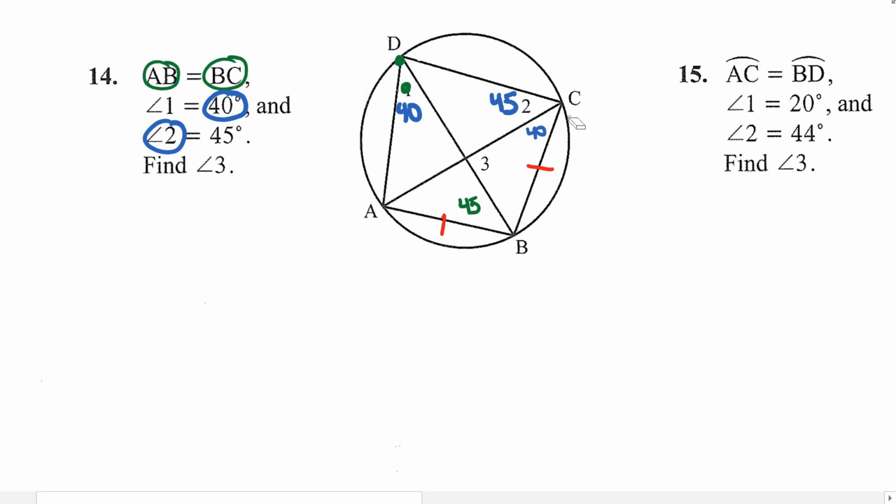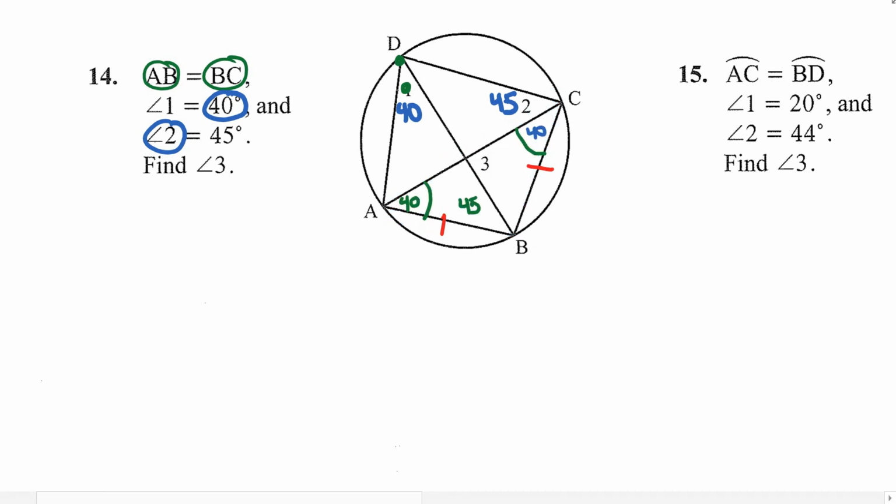Okay, and after that, what I'm going to do next is, remember at the start of this problem, I did mention that this was an isosceles triangle. So if this is 40 degrees, that means this angle has to be 40 degrees as well. And that's because the two opposite angles are equal.